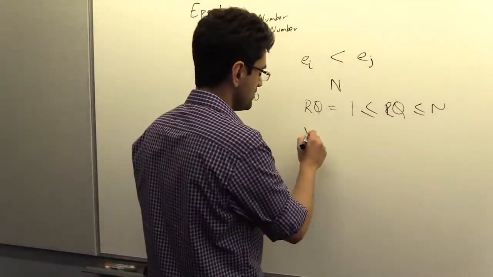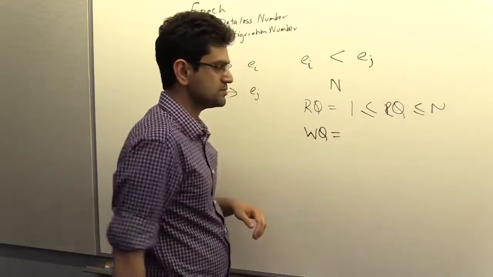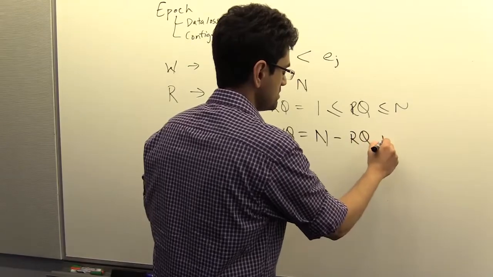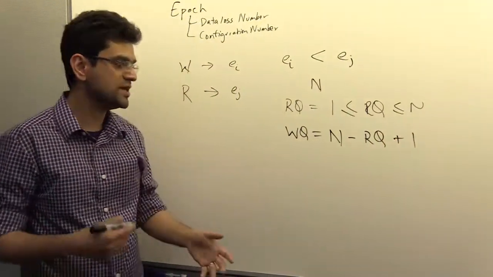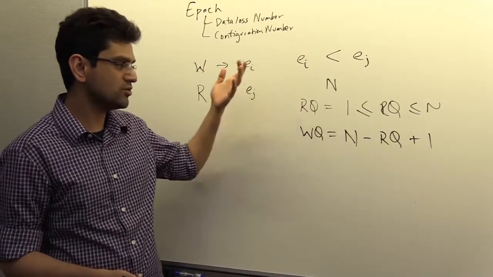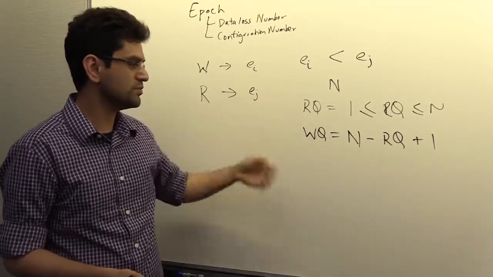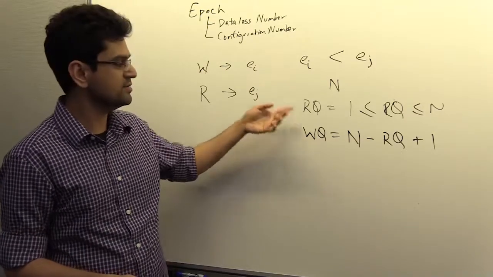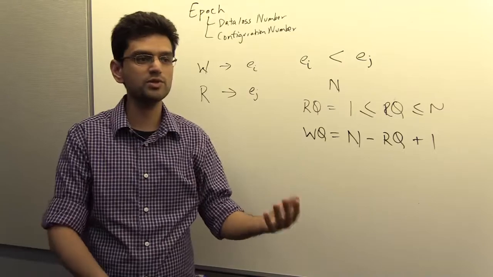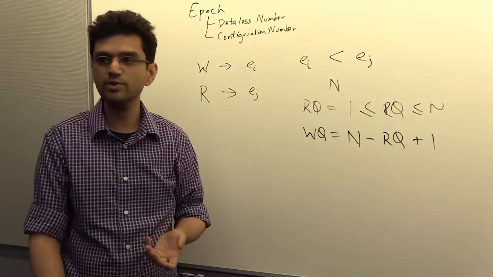So let's define another number called the write quorum. The write quorum is defined as n minus read quorum plus 1. So you have actually one number, the read quorum or the write quorum, whichever one you want to pick, between 1 and n. The other number can be derived like this, and it says that there is an overlap of one replica between the read quorum and the write quorum, right?